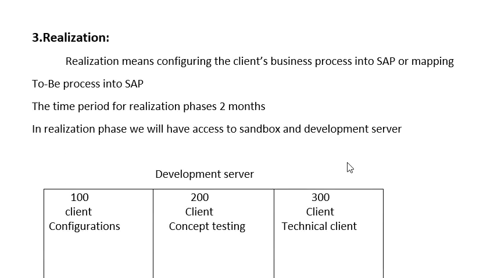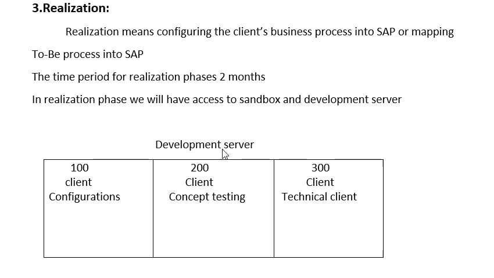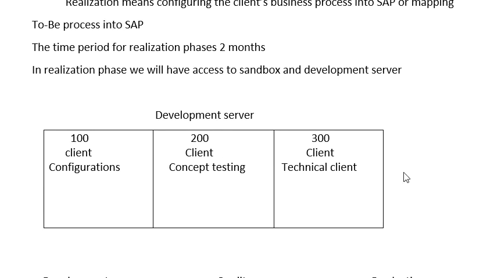Next we have the realization phase. Realization means configuring the client's business process into SAP, or mapping the to-be process into SAP. The time period for the realization phase is 2 months. In the realization phase, the consultant will have access to the sandbox and development server. In the development server, in general we have 3 clients: configuration, concept testing, and technical.